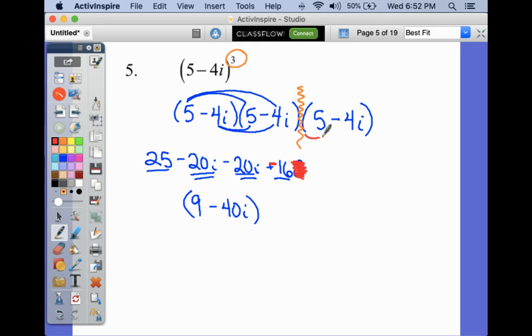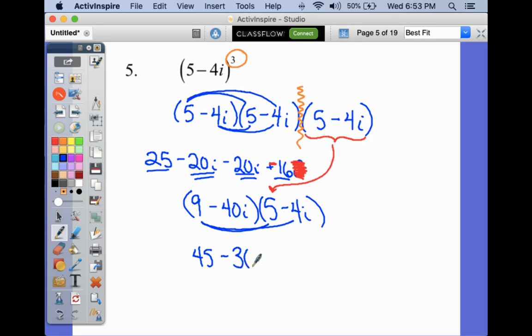Okay, now we have to bring this 5 minus 4i down that we've kind of saved up until now. Now we're going to multiply again. So 9 times 5 is 45. 9 times negative 4i is negative 36i. Negative 40i times 5 is negative 200i. And negative 40 times negative 4 is plus 160i squared.